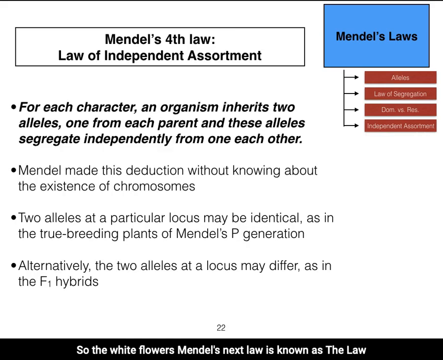Mendel's next law is known as the law of independent assortment. This law states that for each character, an organism inherits two alleles, one from each parent, and these alleles segregate independently from each other. Keep in mind, these alleles can be the same, such as in the case of the P generation true breeders, or they could be different, like the F1 hybrids. Mendel made this conclusion without knowledge of chromosomes or their existence.